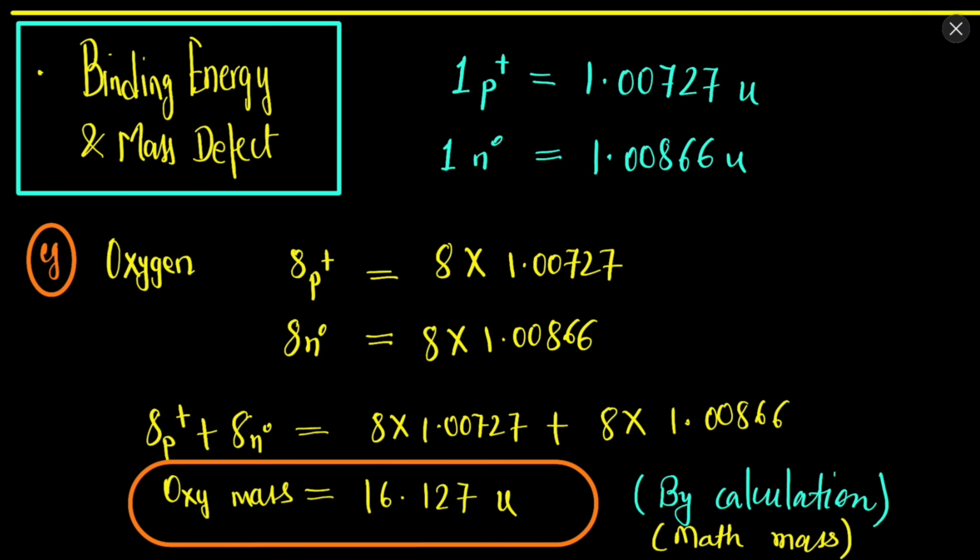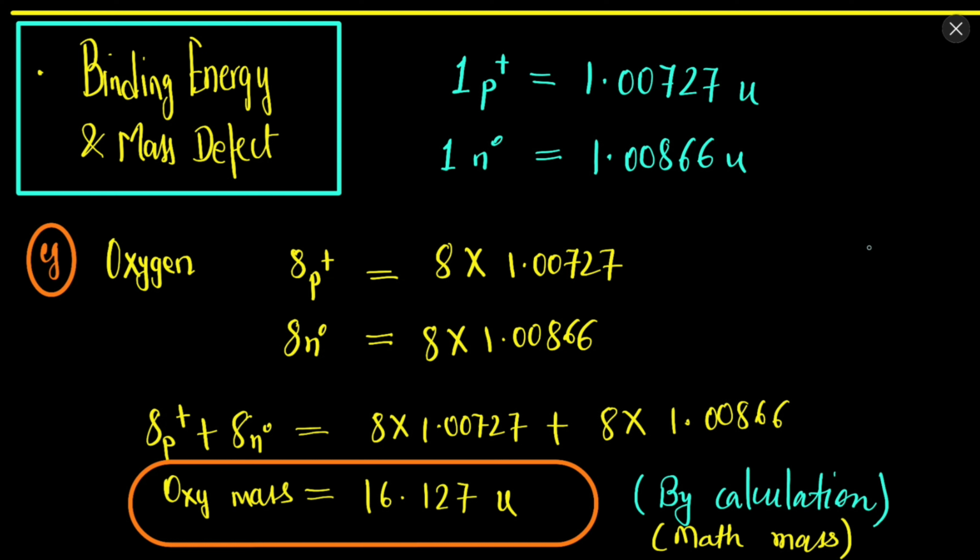Now let's discuss the mass defect and the binding energy. Remember that the mass of the proton is this much, where U is the unified mass, and the mass of the neutron is this much. Let's say we are talking about oxygen. Oxygen has 8 protons and 8 neutrons. We will ignore the mass of the electron because it is very minute.